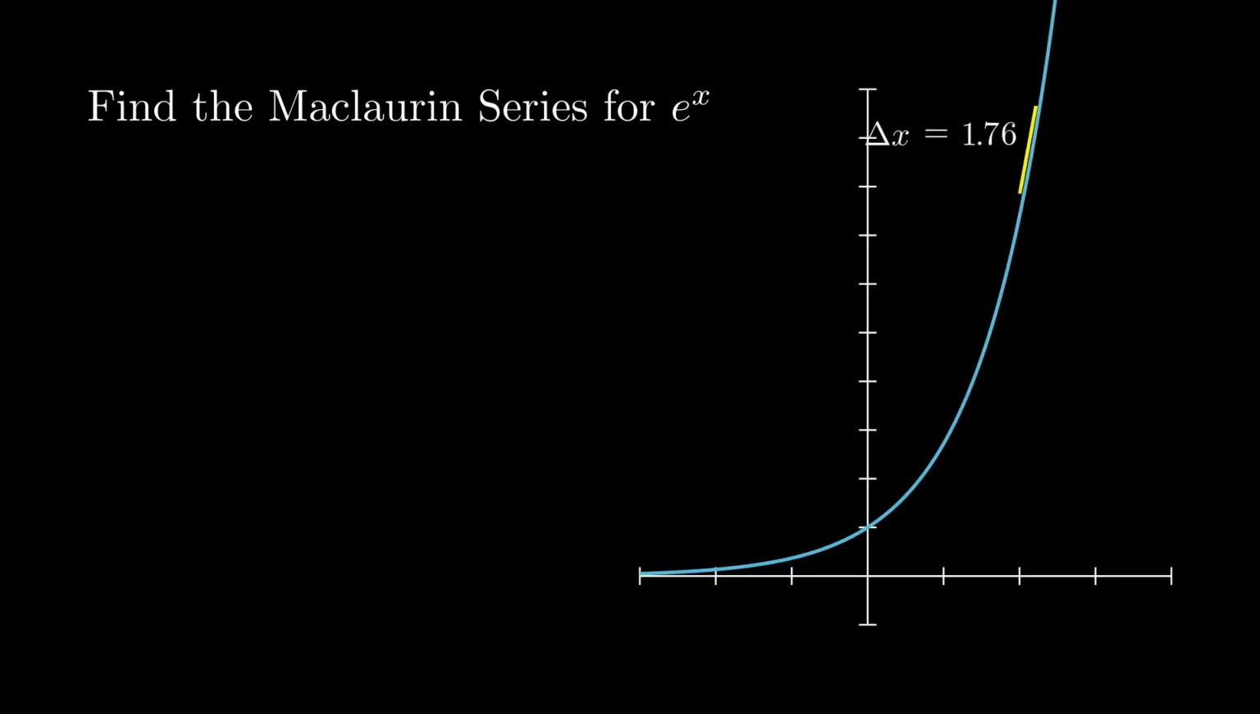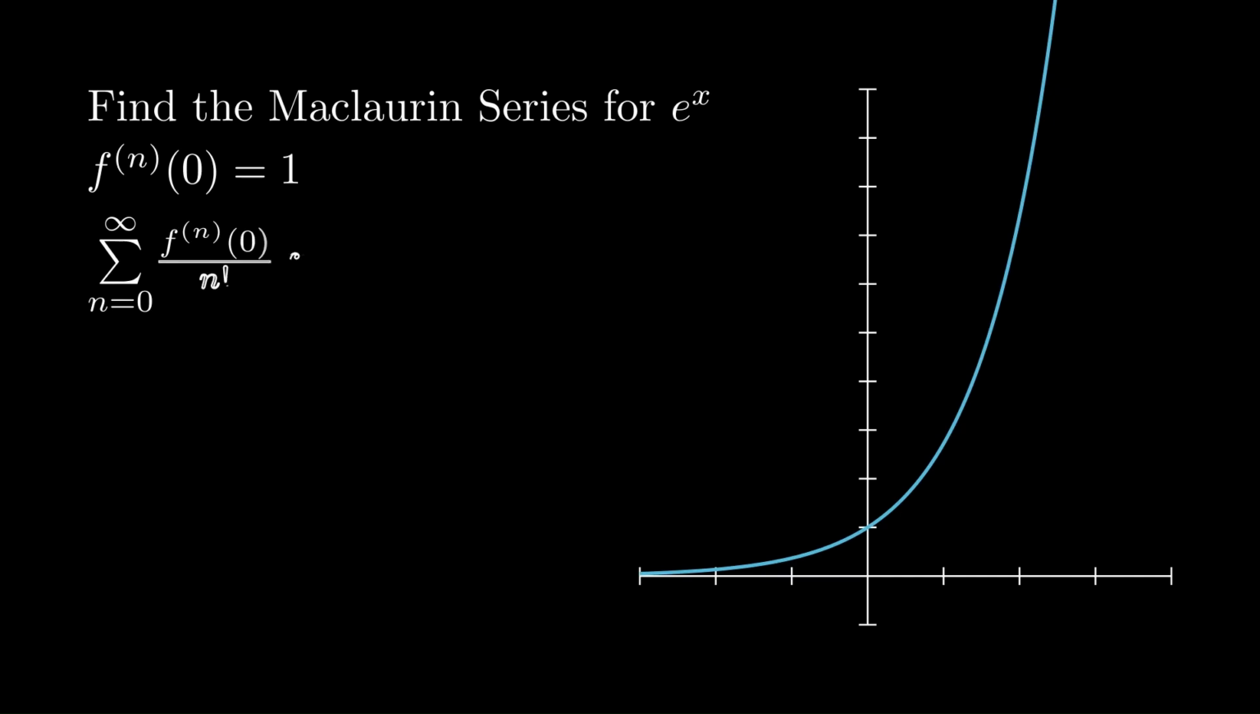Now, let's find the Maclaurin series for f of x equals e to the x, or the famous exponential graph. What's special about e to the x is that its derivative equals e to the x, so the nth derivative of e to the x will always be e to the x, and evaluated for values close to 0, that will always equal 1. So we can just substitute 1 as the numerator, and boom, we have our Maclaurin series.